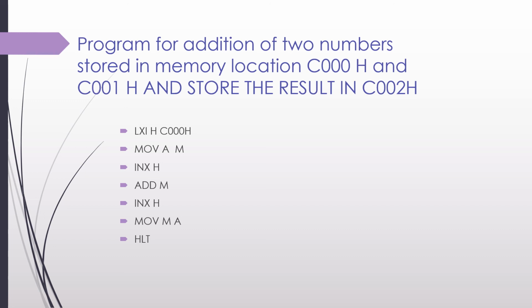And then add memory. When I say add memory, what is added? The contents of memory, meaning the content of C1001 is added to accumulator. What is in accumulator? The content of C1000. So when you do ADD M, it is the addition of the content of C1000 and C1001H. Whatever is the result in accumulator, you have to shift it to C1002. So for that you have to go to the next memory location. You are incrementing the HL pair, shifting that data of accumulator to memory, and then ending it. This is how you write the program.